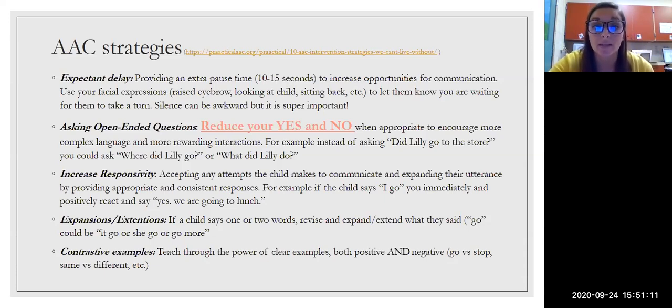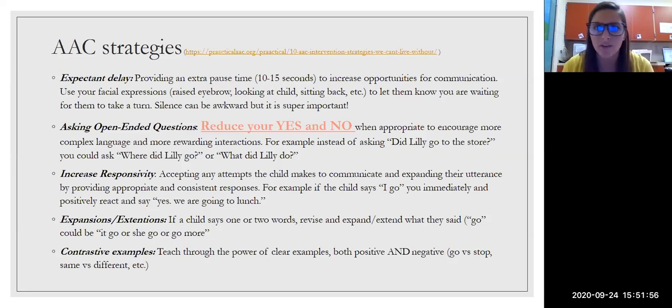Asking an open-ended question. We get into such a habit of yes and no because we think it's the easiest way to ask. But guess what? It's not. Yes and no takes pretty complex understanding to be able to answer. Not only do they have to understand what yes and no means and the symbols associated with them, but they have to understand specifically, is this a cat? Yes or no? They have to be able to understand the different characteristics of what would make that picture a cat to be able to even answer the question. So you're actually making it harder for them sometimes.